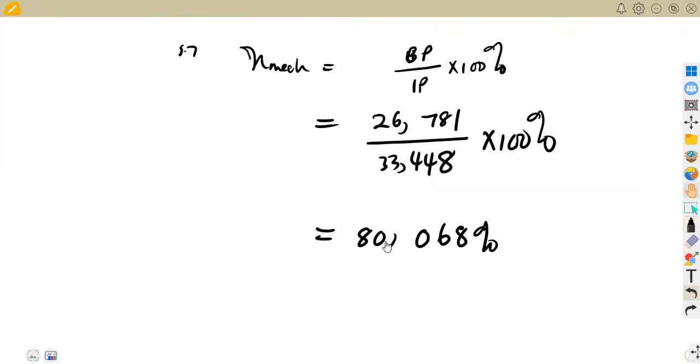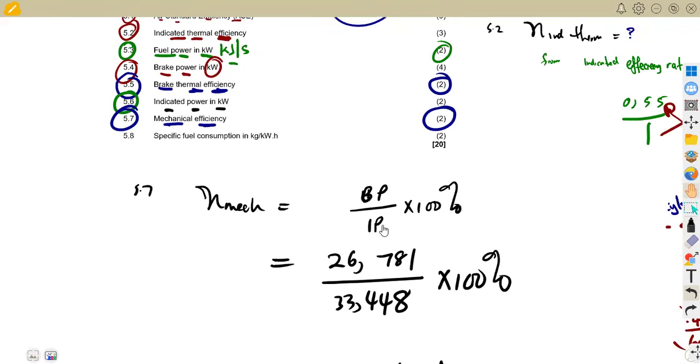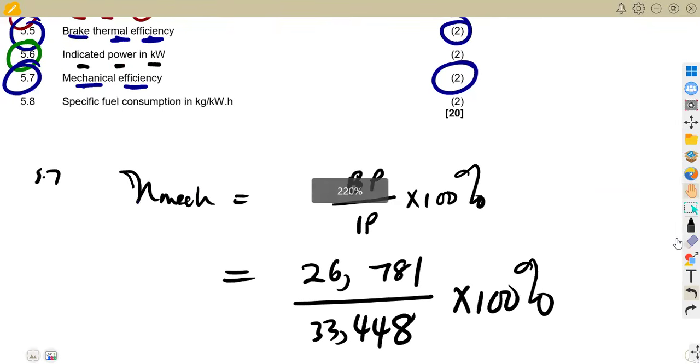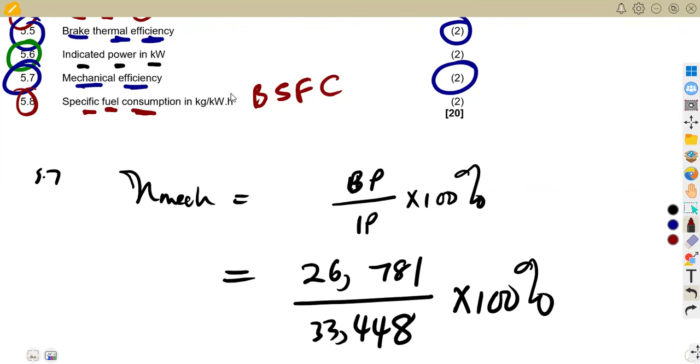Okay. That is it. Then the last question was to calculate the specific fuel consumption. This is the brake specific fuel consumption, all right? The brake specific fuel consumption is the one that is measured in kilograms per kilowatt hour. And we have this from our formula sheet.